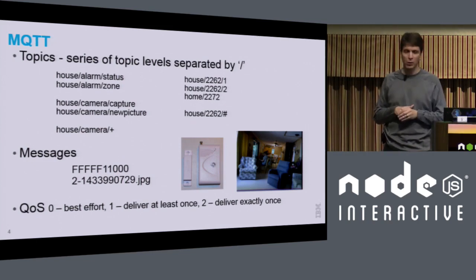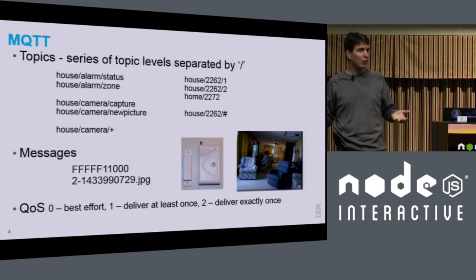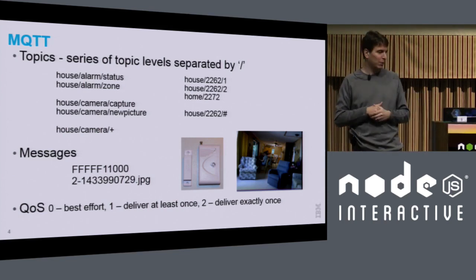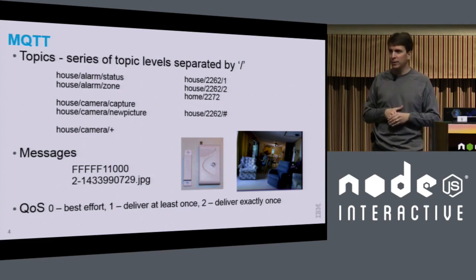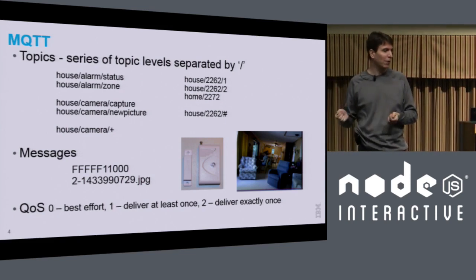So topics, that's the first part. The second part is the messages themselves. Again, MQTT is a very lightweight protocol, not very complicated. Those messages can be strings and they can be anything that you want. The two examples that I have here, again, map back to my alarm system. The first one is something that you would see when you're using that 2262 or 2272 protocol.